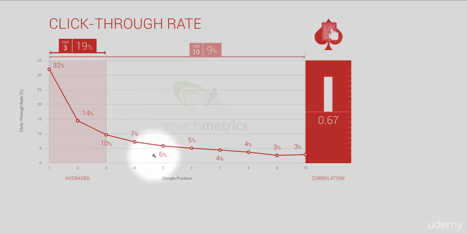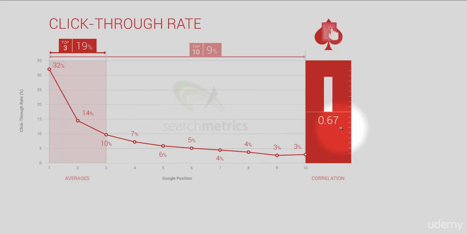Let's assume that your website has moved from 5th position to 3rd position. From an average of 6% CTR, you will move to 10% CTR. If your website or the search result performs above this average of 10%, then your ranking will improve and you will move up to the second or the first position.